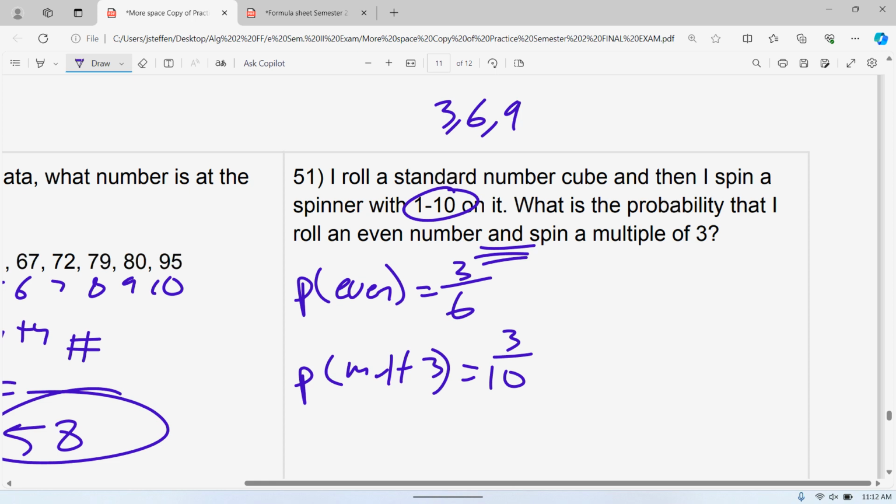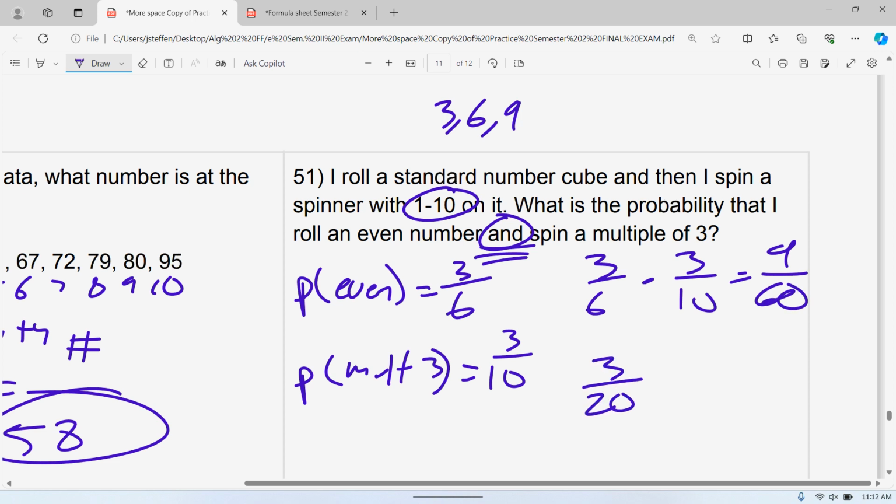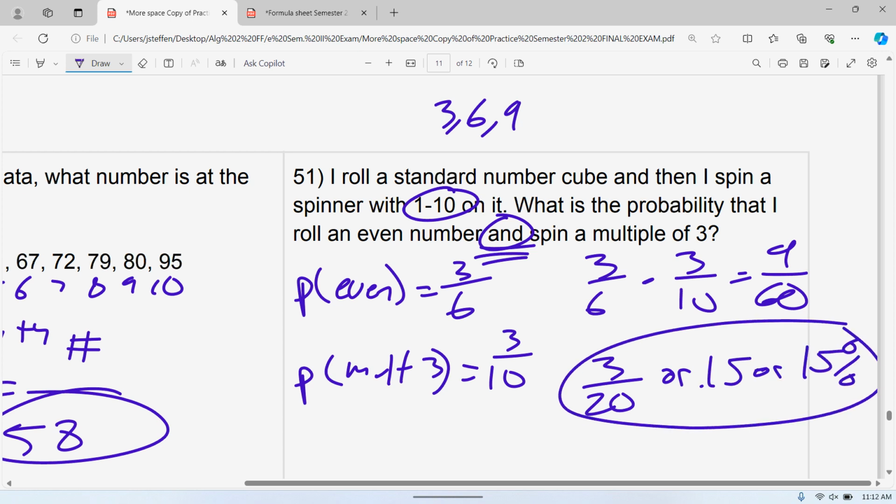Again, since it says the word and, you multiply. So that's 9 over 60, which, once you reduce that down, is 3 over 20. Or that's 0.15 or 15%. Again, I don't care which one you do. Just make sure you know how to find each one of them. I don't know how it is on the final exam. I forgot.